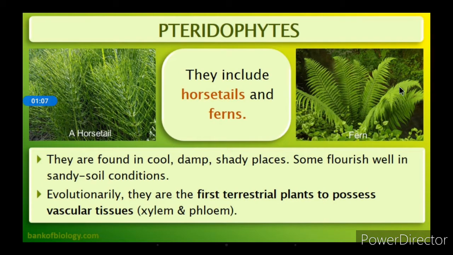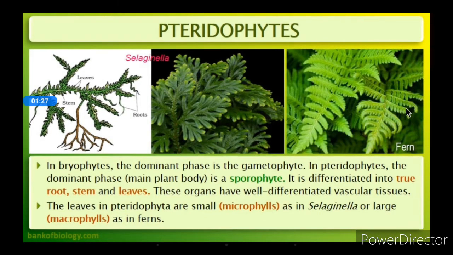The common examples are horsetail and ferns. I think you all might be familiar with the fern, right? So where are they found? As for their habitat, they are mostly found in cool, damp, shady places, and sometimes they can also be found in sandy soil. They are the first terrestrial plants to possess vascular tissues, that is conducting tissues, xylem and phloem.